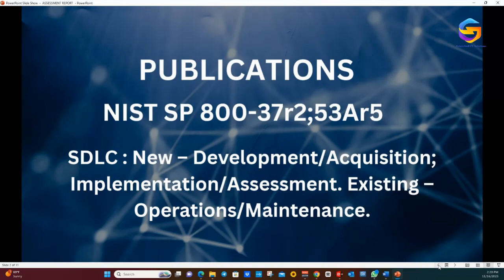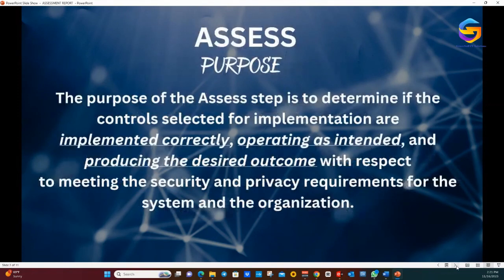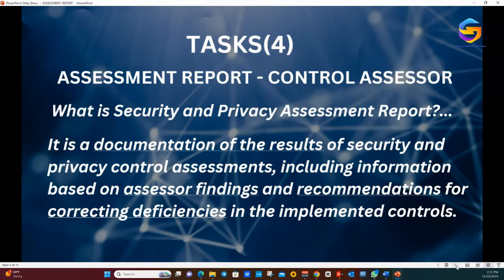And we also want to look at the SDLC. The SDLC phase is the development, acquisition, or implementation phase for the assessment, according to NIST SP 800-37 revision 2. Please bear in mind this publication is very important. Now, let's get into it.